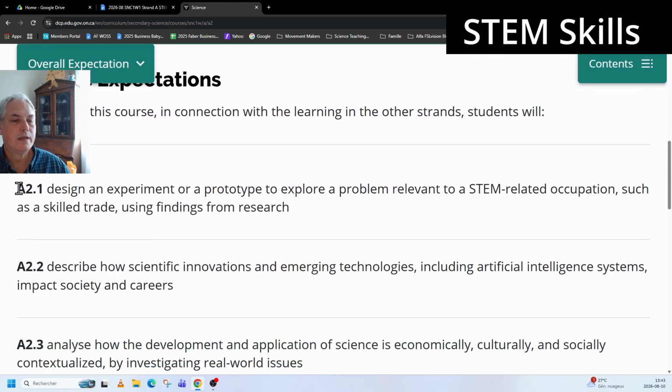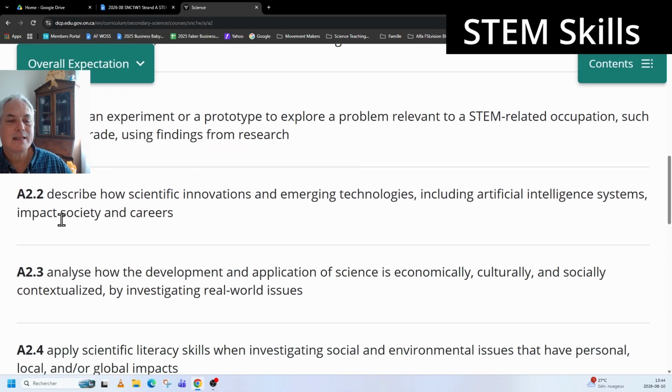So the first one here we need to design an experiment or prototype to explore a problem relevant to STEM-related occupations, such as skilled trades, using findings from research. So for this one here, I hope to use that car with a fan, a motor, small circuits. So I hope that it will work nicely.